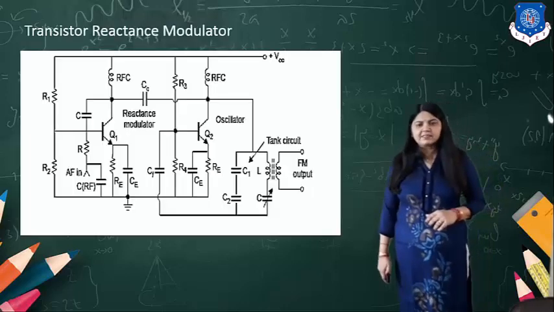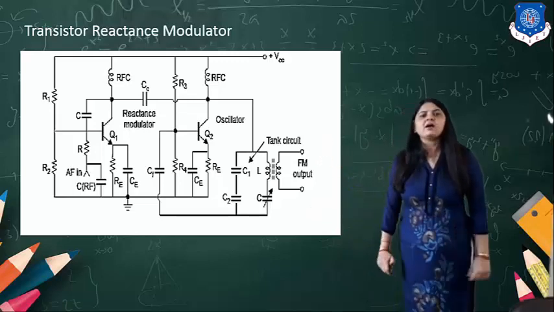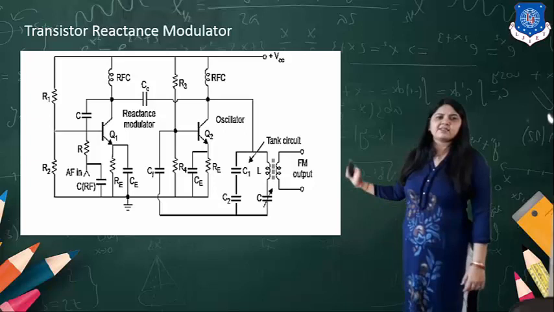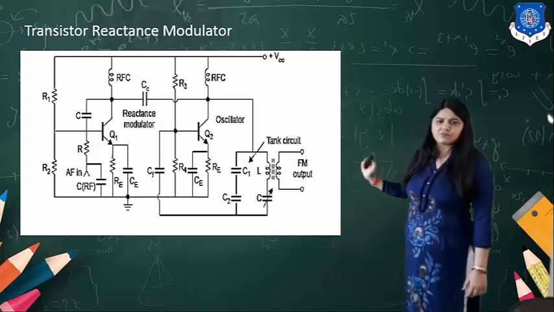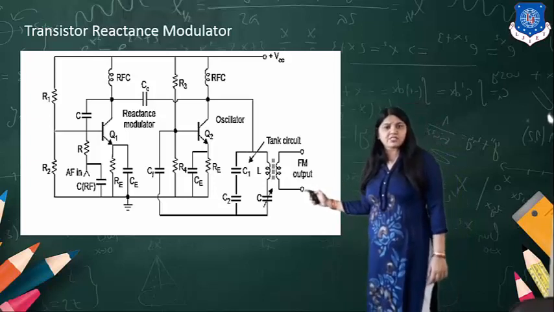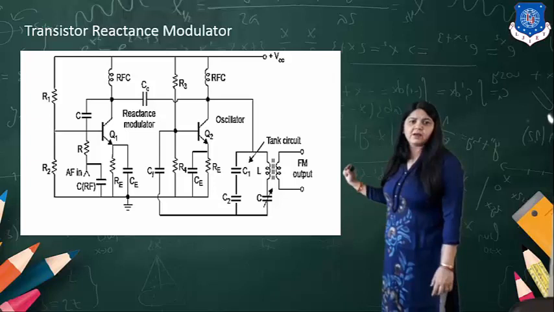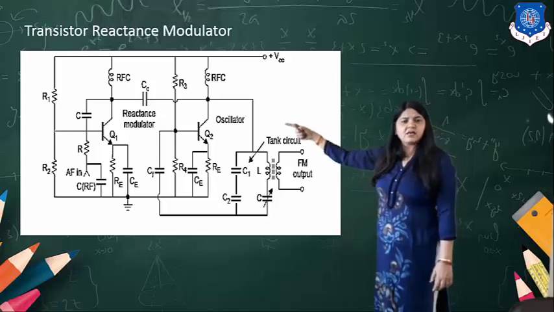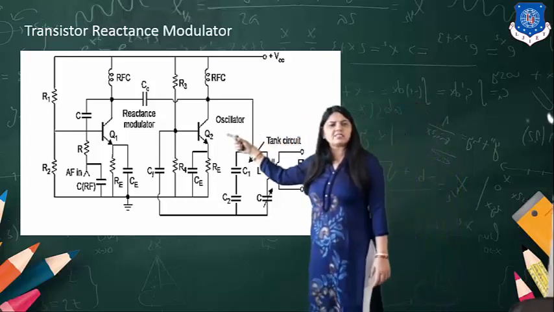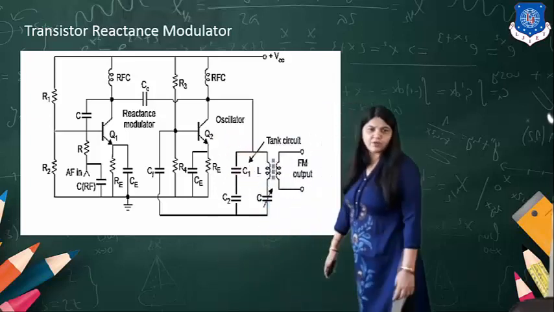The other method to produce the output using a modulator is the transistor reactance modulator. This transistor reactance modulator circuit consists of two different circuits. One circuit is the oscillator circuit, and the other circuit is the reactance modulator.